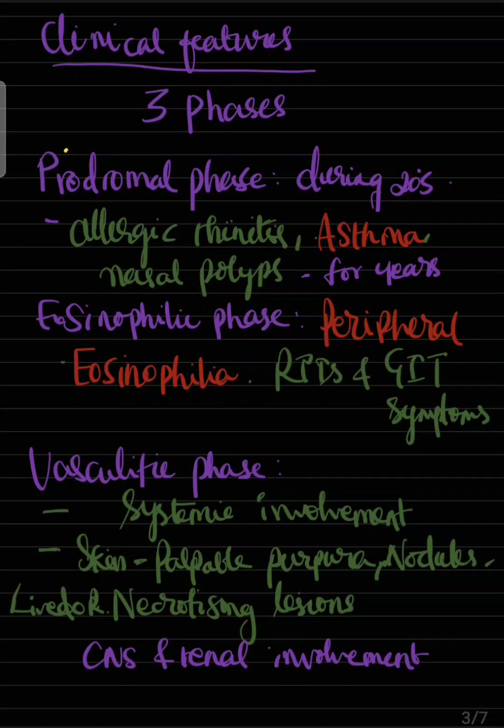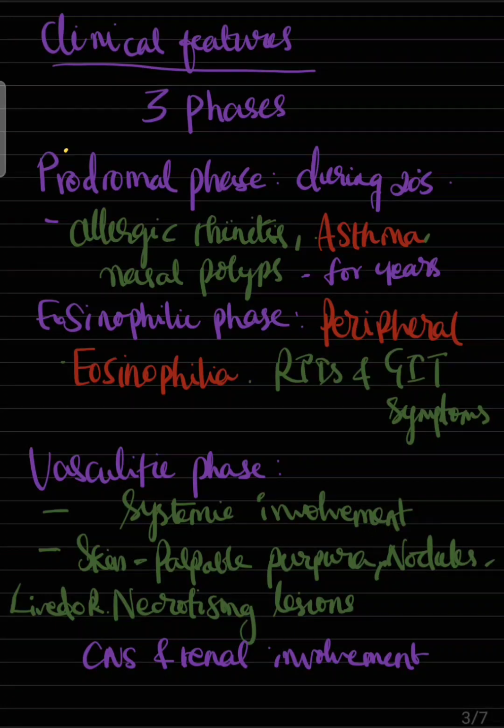Next up, we've got the eosinophilic phase, which slightly begins in their 30s or 40s. So here we've got peripheral eosinophilia along with respiratory tract infections and sometimes gastrointestinal tract symptoms. Next up, we've got the vasculitic phase, which we see in the 50s and 60s. So here we've got the main manifestations, that is systemic involvement.